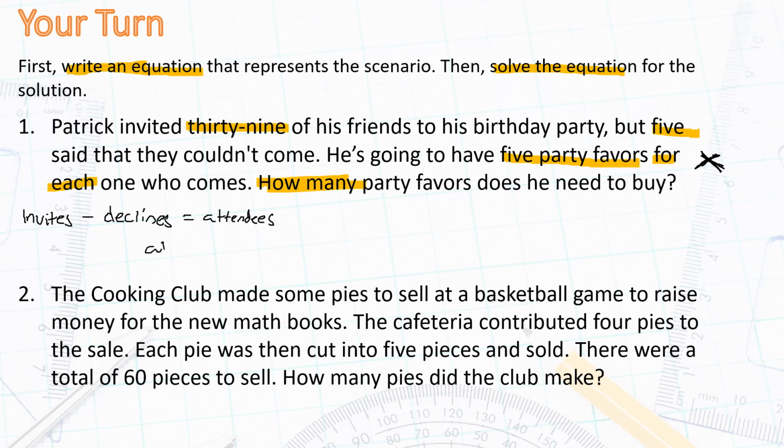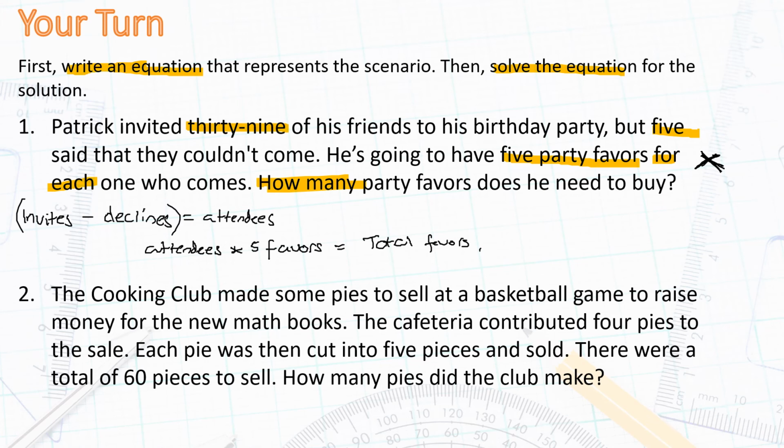And then attendees times favors is going to equal the total number of favors. And they're each getting 5 favors. So we can put that in there. Total favors. Now in a single one, what we would do is say, okay, so attendees times 5 favors, so we're going to actually put invites and declines in parentheses, and then we can multiply that by 5.